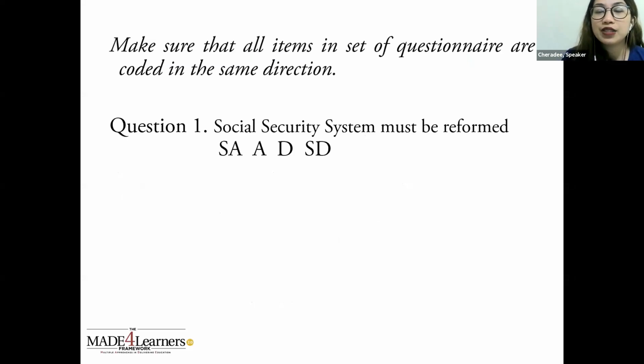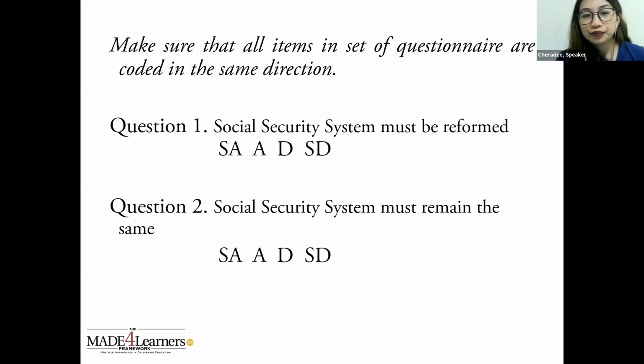Make sure that all the items in the set of questionnaire are coded in the same direction. So for example, this one, social security system must be reformed: strongly agree, agree, disagree, strongly disagree. So the positioning, disagree comes last, no? So if possible, make sure that if your choices in question 1 is agree, strongly agree, and all those, question 2 should be the same as well. Not that in question number 2 it is 1, 2, 3, 4, right? So it's a different one. So make sure they're coded in the same direction.